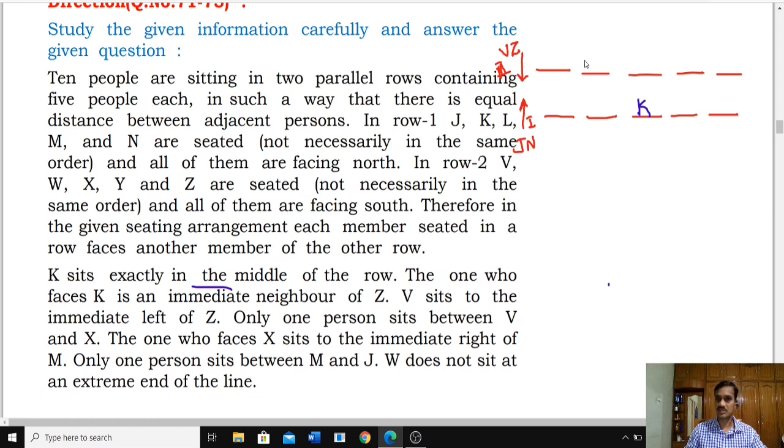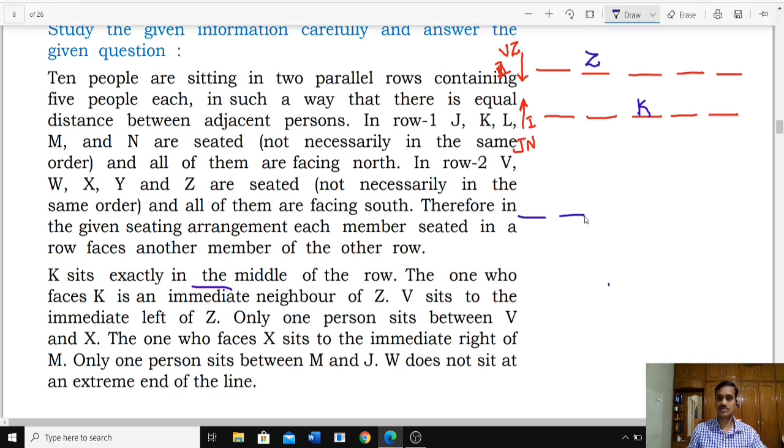And Z can be second from the left or second from the right. This is one possibility. And what is the second possibility we have? 1, 2, 3, 4, 5. Here also 1, 2, 3, 4, 5. Then in this one, K is here, Z is here. K and Z. The one who faces K is an immediate neighbor of Z. V sits to the immediate left of Z.